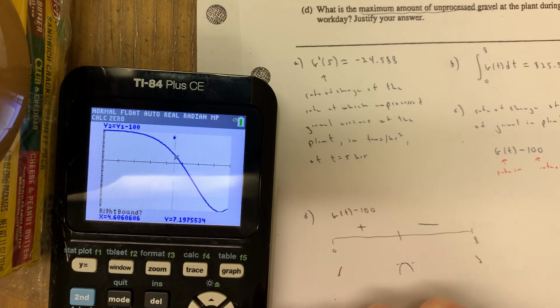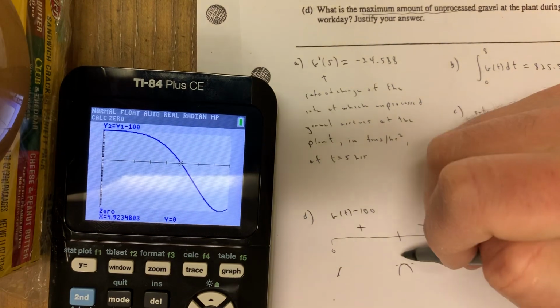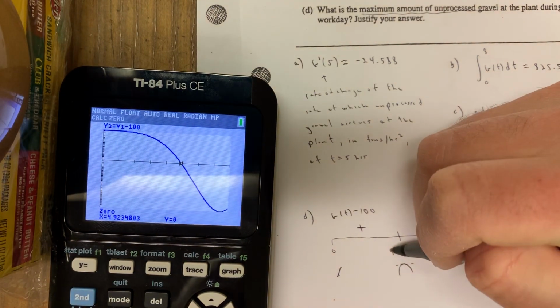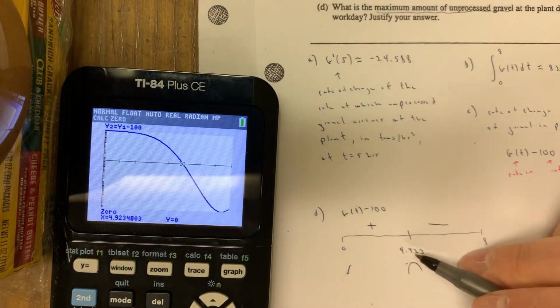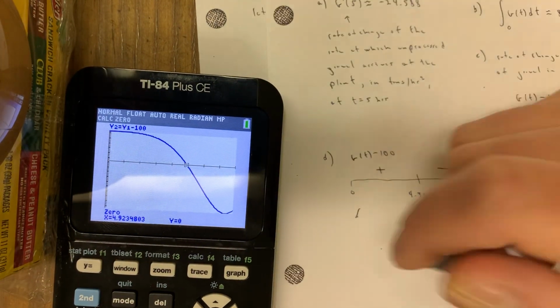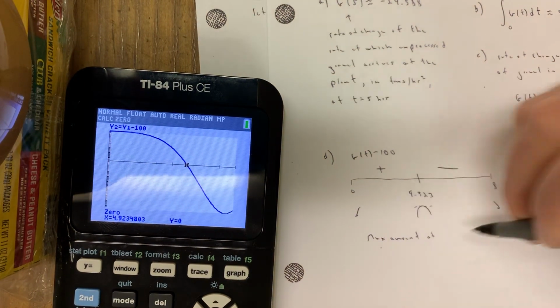I'll calculate it. And remember, this line right here, it's never justification for anything. It's just a way for you to actually organize your information. But it's a great way to do that. So I would draw the line if I were you. 4.923. So now we know that we got the max amount of unprocessed gravel.